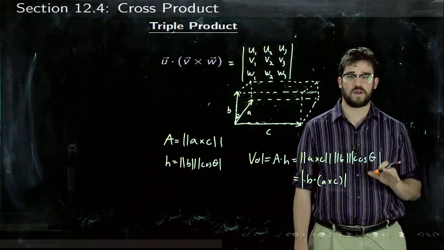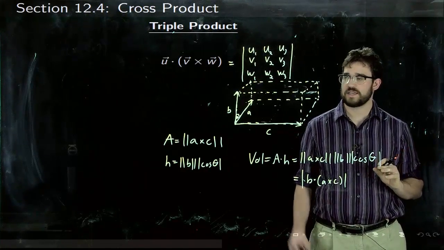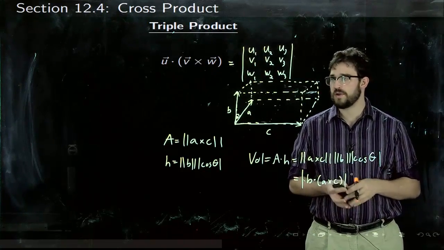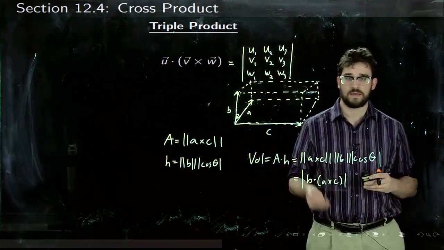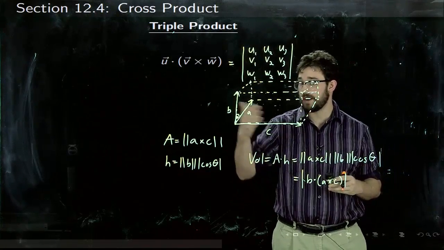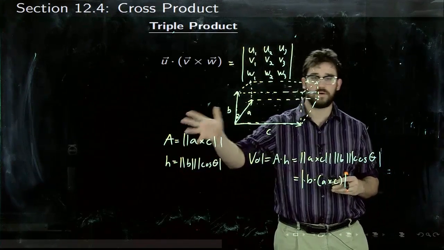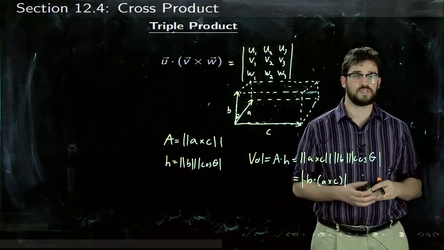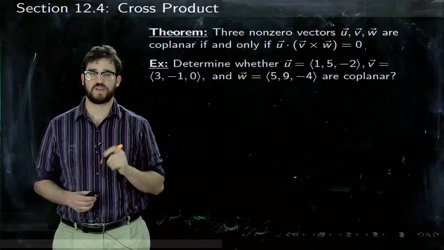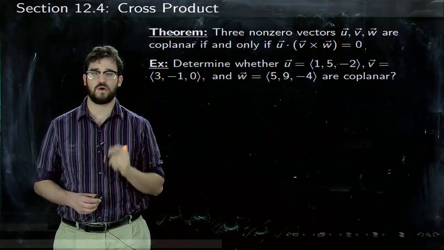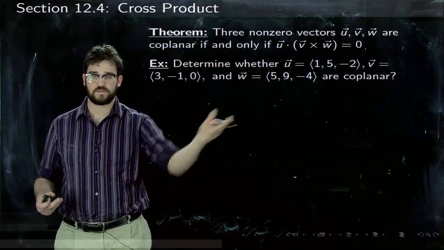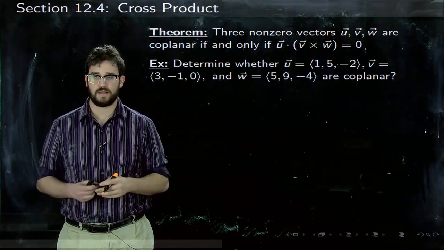It can tell us whether or not three vectors are coplanar, because if the volume of this parallelepiped would be 0, then one of the vectors has to lie in the same plane as the other two, or is parallel with one, because that would make either the height or the area equal to 0. So we have a theorem for this. Non-zero vectors u, v, and w are coplanar if and only if the triple product is equal to 0, which makes sense from our example of the parallelepiped.